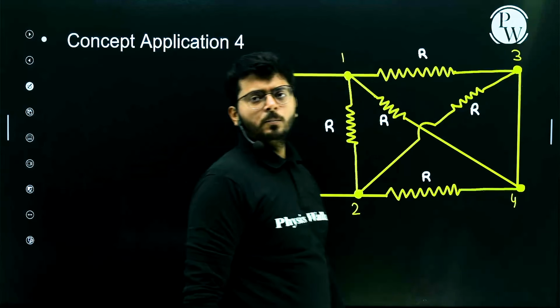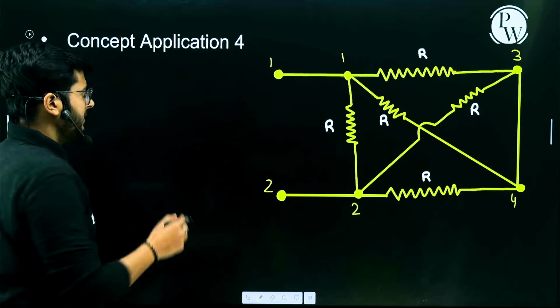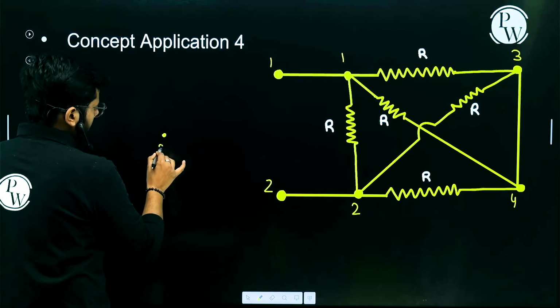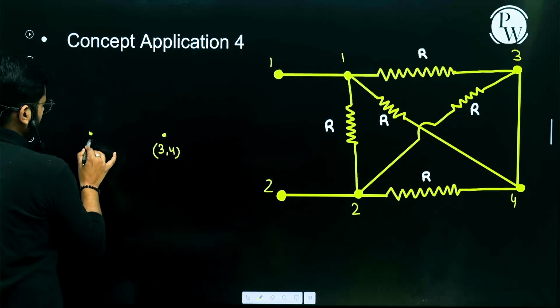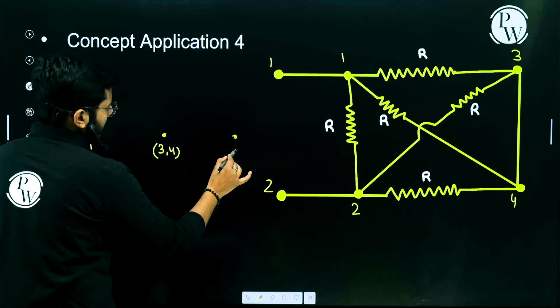So point 3 and point 4 are basically the same points. So here you have point 3 and point 4. Point 1 and point 2 are separate. So point 1 you can draw over here, and point 2 you can make over here, right?